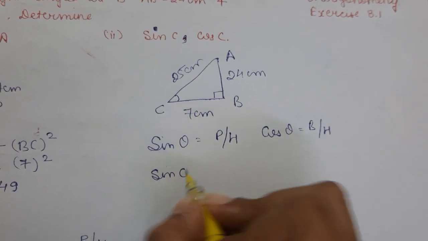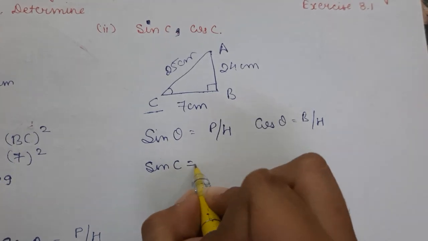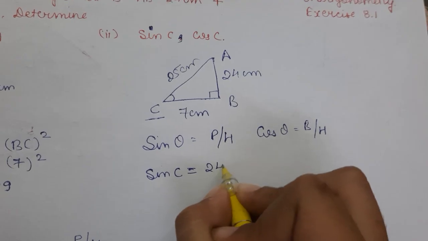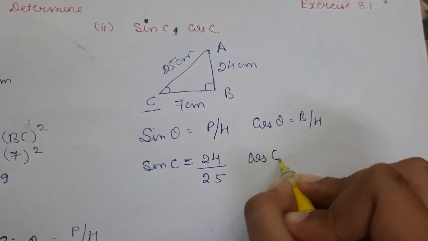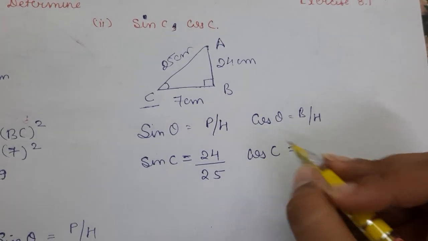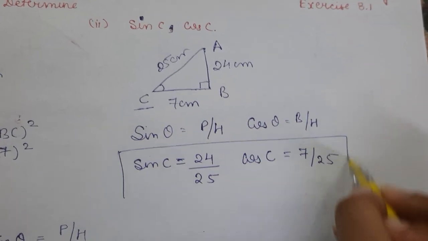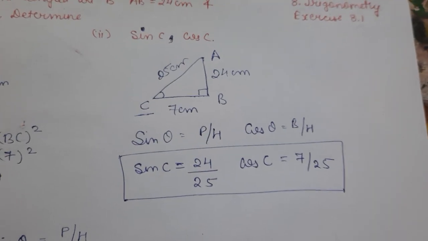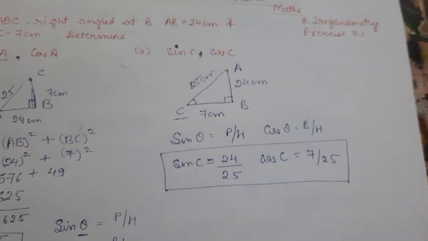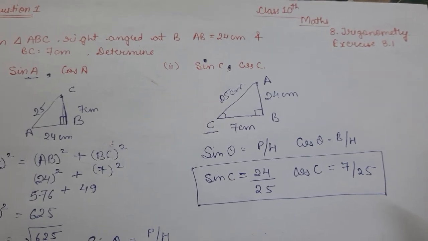For sine C, we have already mentioned the adjacent angle is C, so it is 24 by 25. For cos C, it's base by hypotenuse, so 7 by 25. We have easily solved the first question. I hope you got it. So let's continue with question number 2 of the same exercise.